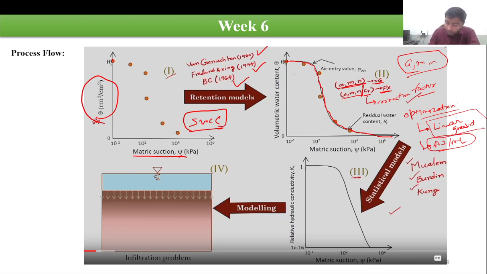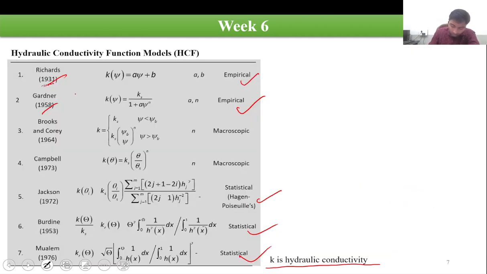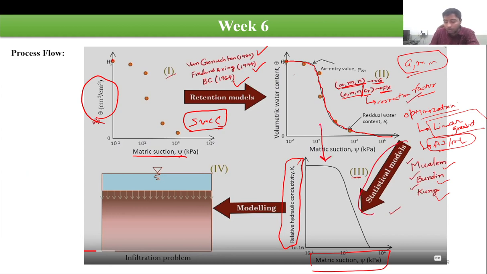Then, when we obtain the best fit curve after optimizing the fitting parameters, we can use the statistical models. These models can be from Burdine, Mualem, Kong model, etc., as we have seen in this slide: Burdine model, Jackson model, Mualem model. These models can be used to obtain the relative hydraulic conductivity or the hydraulic conductivity based on the matric suction value. Okay, so from this curve, we can jump to this curve using statistical models.